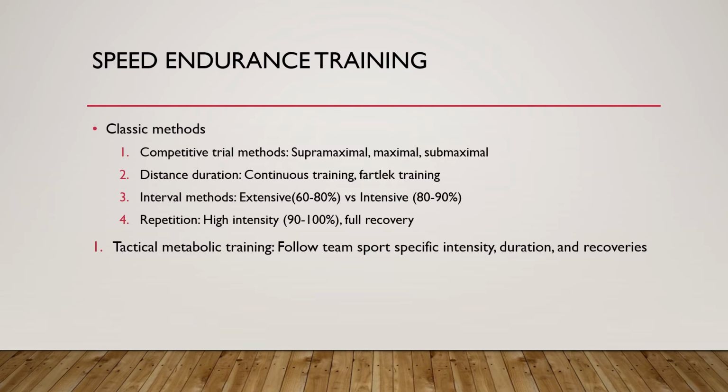Now moving over to speed endurance. I'm not going to spend a lot of time on this. Your book has a nice page outlining each of these methods, but for developing speed endurance, they list the classic methods, and there's four different classic methods that the book lists: competitive trial, distance duration, interval methods. And this is just standard methods for building speed endurance, right? These are the classic methods.